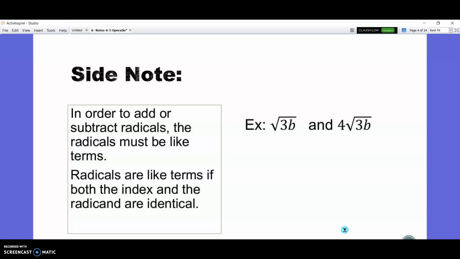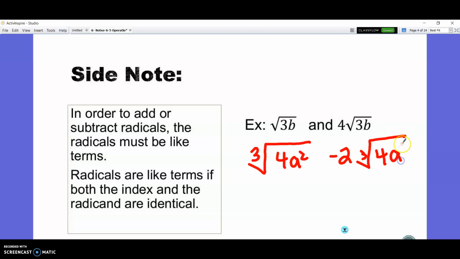In order to add or subtract radicals, the radicals must be like terms. Radicals are like terms if both the index and the radicand are identical. So like, for example, this. These are like terms. There are an index of 2, and the radicand is 3b. It could also be the cubed root of 4a squared and negative 2 cubed root of 4a squared. So these are examples of like terms.